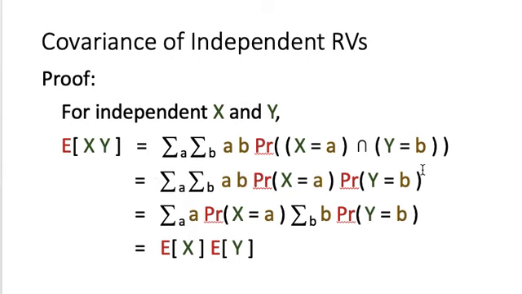After having this equality, we can rearrange the terms a little bit, because the second summation is over b. So we can take everything that is independent of b outside. We get the summation of a times the probability of x equal to a, multiplied by the summation of b times the probability that y is equal to b. Now the first part is simply E[x]. The second part is simply E[y]. So we have proven that for random variables x and y, if they are independent, then E[xy] is equal to E[x] times E[y].